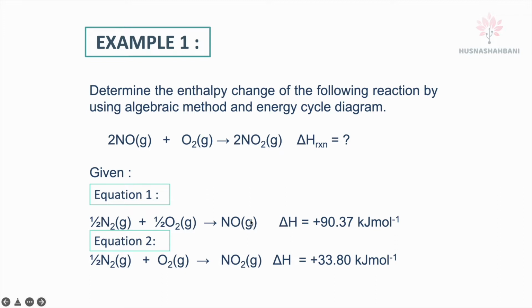If you reverse this equation, NO will be the reactant, and O2 and N2 the products. If you reverse the equation, you have to reverse the sign as well. This sign will be negative, but the value will remain the same. And if you look at NO2, NO2 is the product in the second equation. So you don't need to reverse this equation, just write it down.